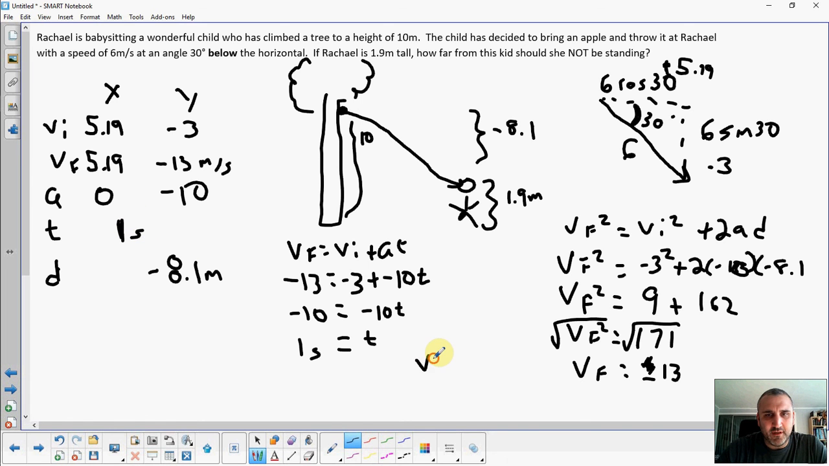And then if we use v equals d over t, I'm not even going to bother to write this down. Our v is 5.19. Our displacement is something, but our t is 1. So 1 times 5.19 is going to give us a displacement of exactly 5.19 meters. So if Rachel doesn't want to get clocked in the head with an apple, she should not be standing exactly 5.19 meters away, because that's where she would get clocked. If she was closer, the apple should go over her head. If she's further away, the apple will hopefully land in front of her. But that's where we don't want her to stand.